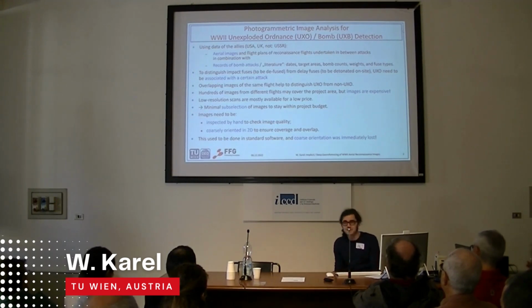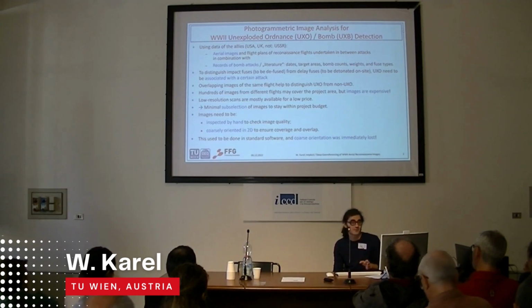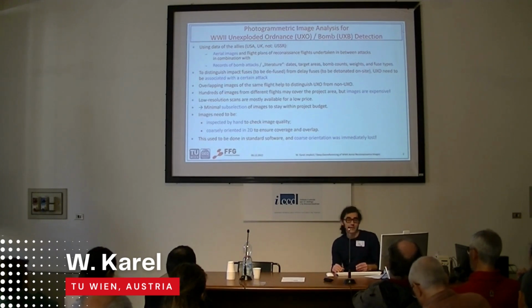And so for these reasons, even for small project areas, there might be hundreds of images in question available in the archives. But these images are rather expensive. As far as I can tell from ANCAP, it's 30 to 60 pounds for a non-photogrammetric scan quality per image. And so to stay within project budgets, to keep the analysis affordable, one needs to find a minimum subset of the available images, which is sufficient to do the analysis.